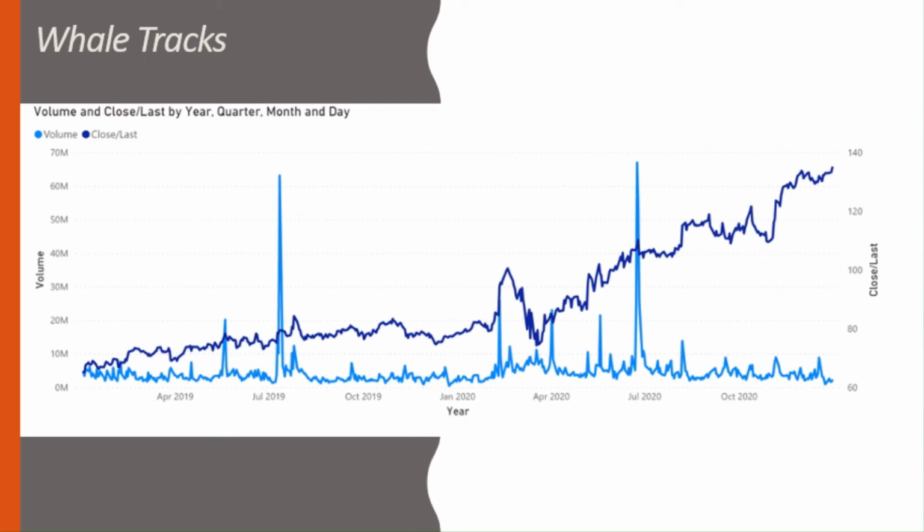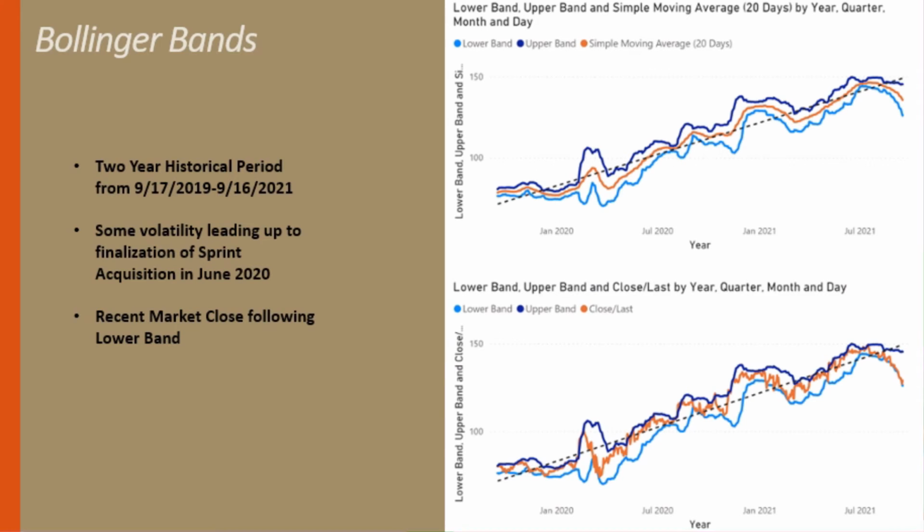The next slide is going to go over the Bollinger Bands. The Bollinger Bands here have both an upper band and a lower band. The top graph shows in orange a simple moving average, a 20-day average, which stays in between the upper and lower band. There's also a dotted trend line. On the lower visual here, you can see the orange line is the close of the stock each day. Again, this is for a 2-year period.